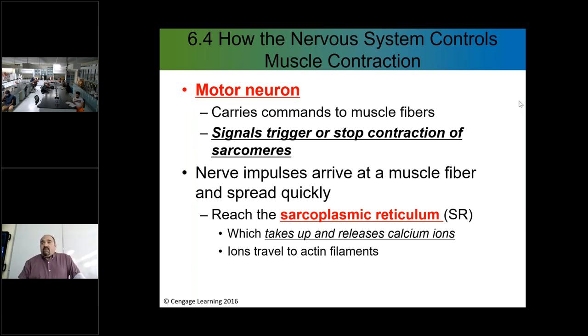But know that the nerve that allows muscles to contract, the nerve that sends electricity to the muscles so that they can do their job, is called a motor neuron, right? Motor, meaning it's going to provide some type of movement. So motor neuron signals trigger or stop contraction of the sarcomere. So that sarcomere is that contractile unit. Calcium is stored in this sarcoplasmic reticulum.